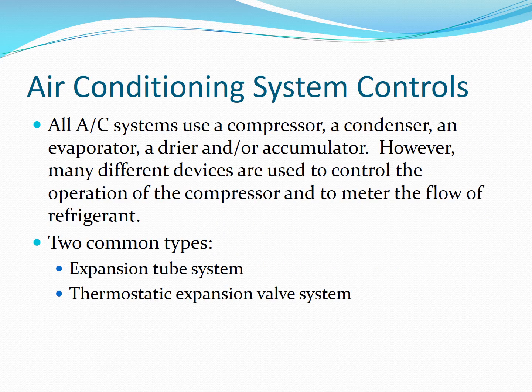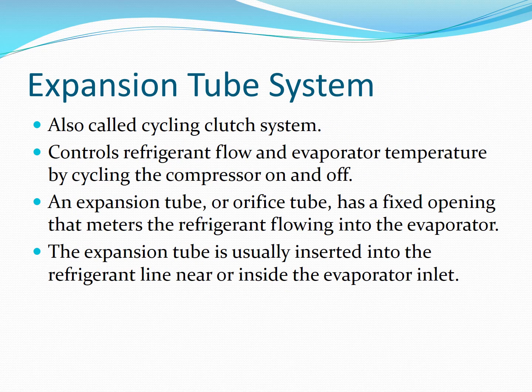System controls. All AC systems use a compressor, condenser, evaporator, dryer and/or accumulator. However, many different devices are used to control this operation. We've already talked about the fixed orifice tube or the thermostatic expansion valve system, and those are what we're going to be discussing.